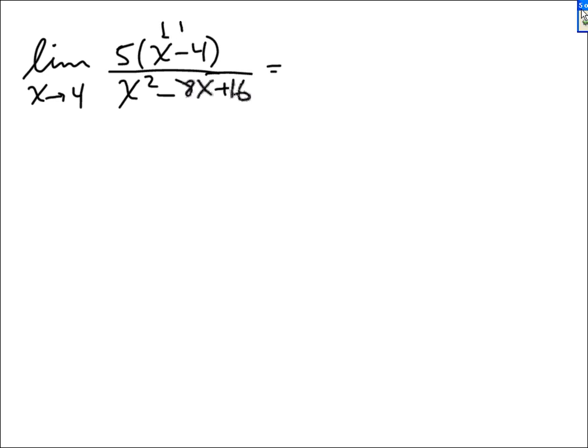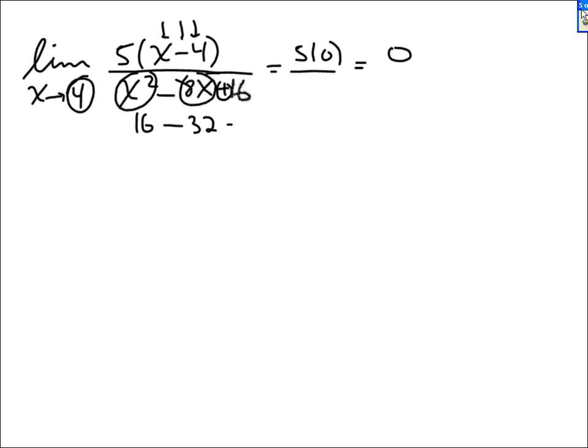Well, you should know that 4 minus 4 is 0. 5 times 0 is 0. So either the answer is 0 or it's indeterminate. Well, let's see what the bottom is. 4 squared is 16 minus 8 times 4 is 32 plus 16. Well, 16 plus 16 is 32. Take away 32, you get 0. So we have 0 over 0.